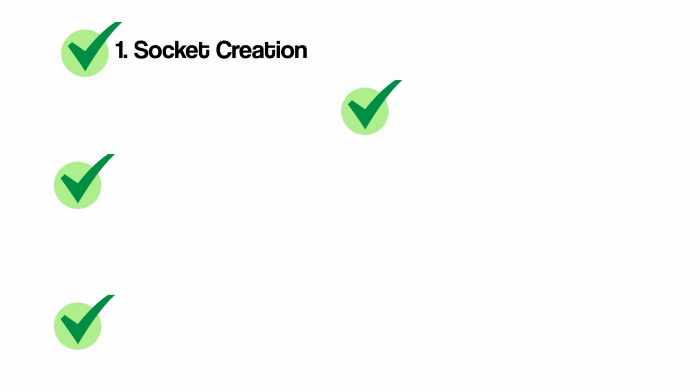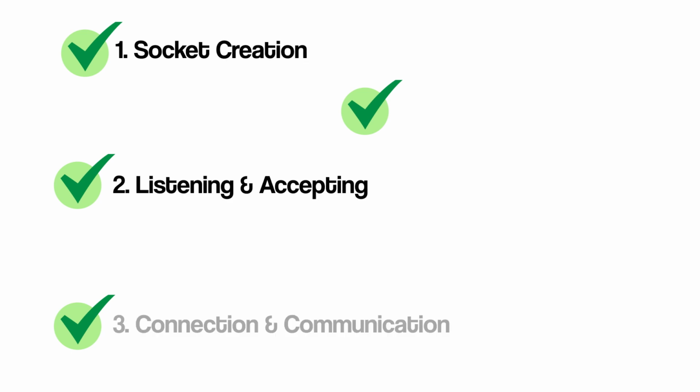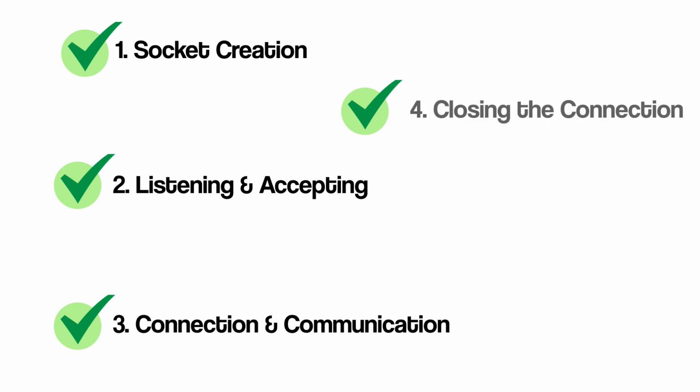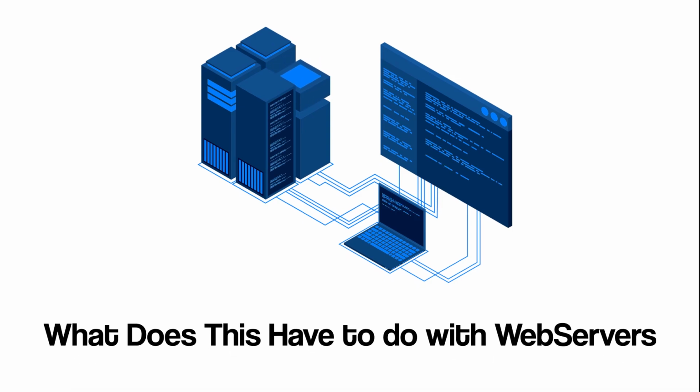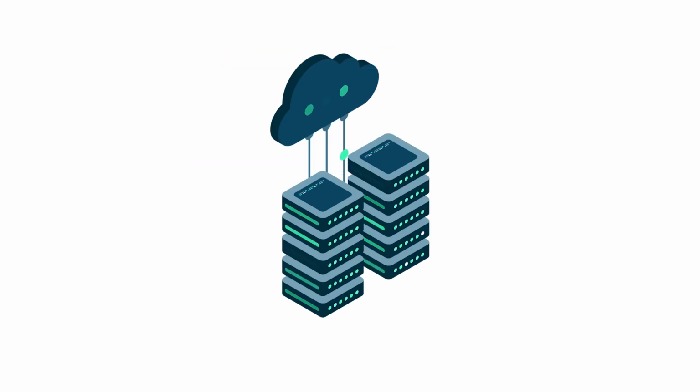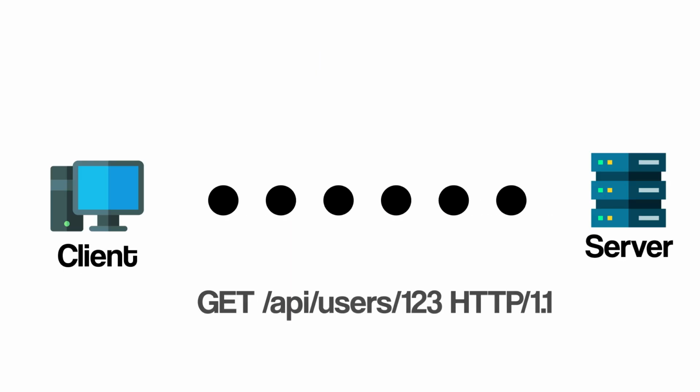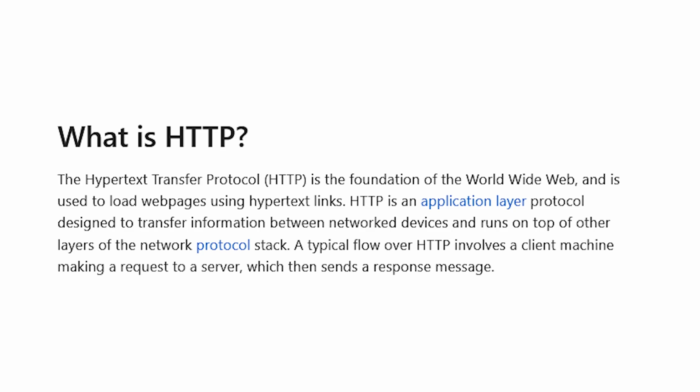Now we understand the foundations of how TCP is used to establish communication over a network. Let's summarize it into 4 main steps. First was socket creation. Second was listening and accepting. Third was connection and communication. And lastly was closing the connection. You may be asking yourself, but what does this have to do with creating web servers? Well, at the core of every web server is a TCP listener, except web servers send back a resource that the client requests. The language the client and server use to communicate is something called the HTTP protocol.